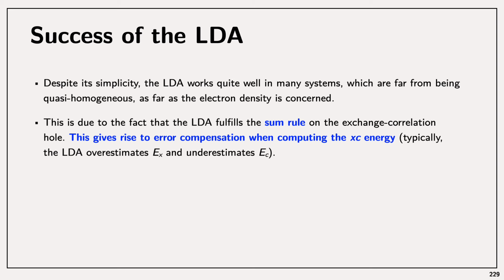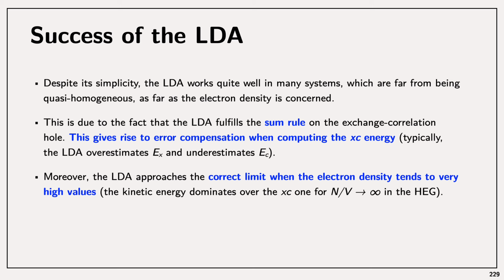This is not luck, as we are going to describe. This is not luck. I mean, it's because the sum rule on the exchange correlation hole is being fulfilled. Now, one other thing, as a good thing to remember, is that LDA is actually pretty good when the electron density tends to very high value. So when you have a high density, you have a pretty good approximation with LDA, and this is also why it reproduces bonds very well.